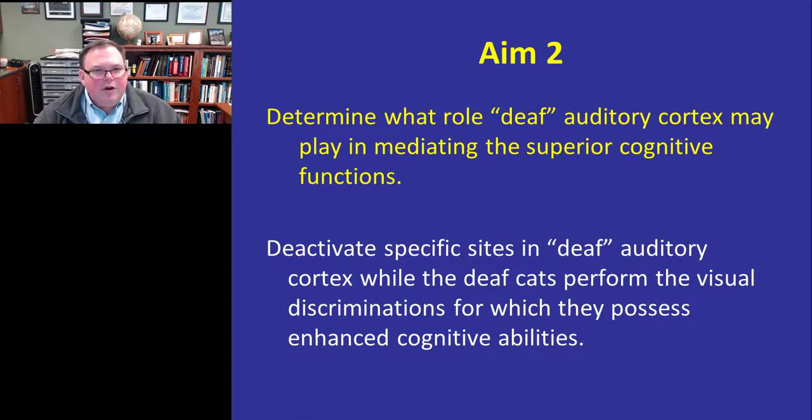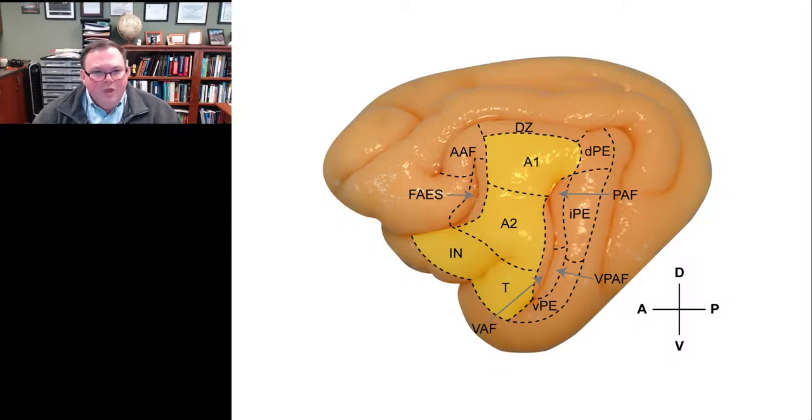So in the second aim, we're going to determine what role deaf auditory cortex may play in mediating these superior cognitive functions, or specifically the ability to learn new faces. To do that, we're going to deactivate specific sites in deaf auditory cortex while the deaf cats perform the visual discriminations for which they possess enhanced cognitive abilities. So once again, we're going to look at these four areas of the presumptive ventral or what processing stream.